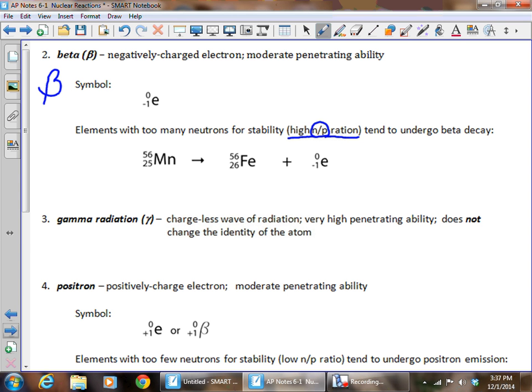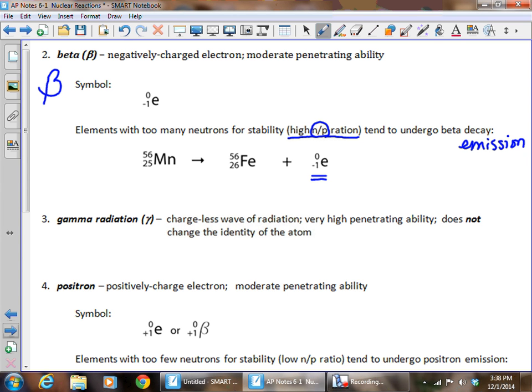And keep in mind that if you say decay, emission, if it gives off, all of those are an indication that the particle in question is on the right-hand side. So we've emitted a beta particle, and in doing so, look what happened to the nucleus of our atom. We ended up with an extra proton.